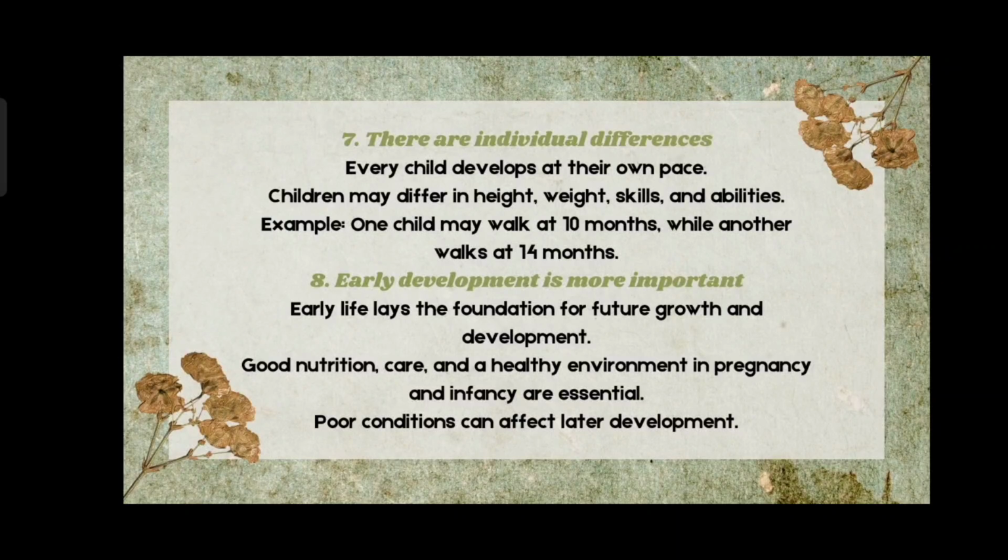Then the seventh one is there are individual differences, which means every child develops at their own pace. Each child differs in height, weight, skills and abilities. For example, one child may walk at 10 months while another walks at only 14 months.